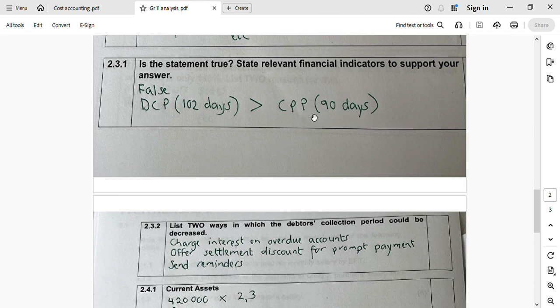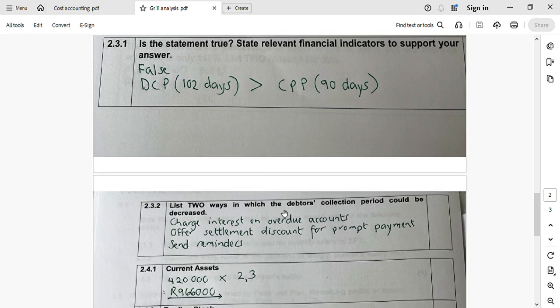And then, as I said to you, you could also have used the fact that it has increased from last year to this year. And then there are two ways in which the debtors collection period could be decreased. You can charge interest on overdue accounts. You could offer a settlement discount for prompt payment. You could send reminders and so on.